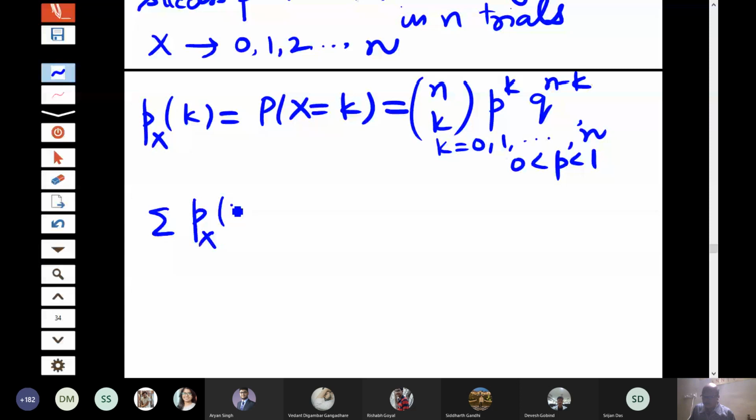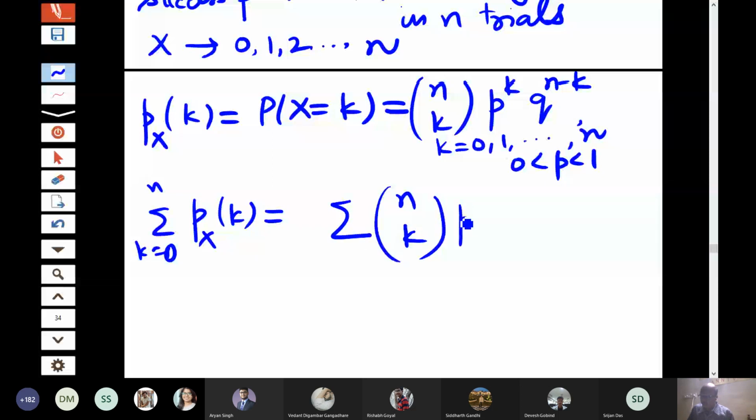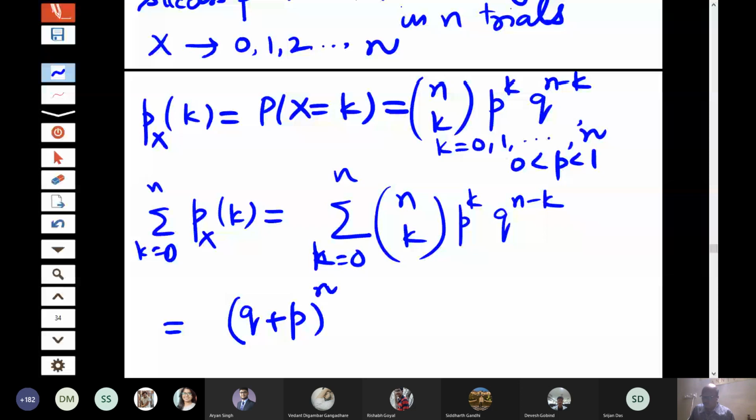Whenever you write down a distribution, the sum of the probabilities must be 1. So sigma nCk p to the power k, q to the power n minus k, k equal to 0 to n. What is this? If you take all the terms, this is nothing but the binomial expansion of (q plus p) to the power n. So that is why it is 1. That is why the name of this distribution is binomial distribution.